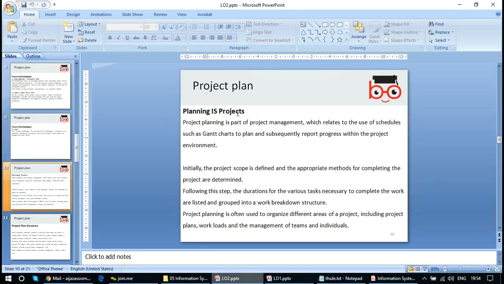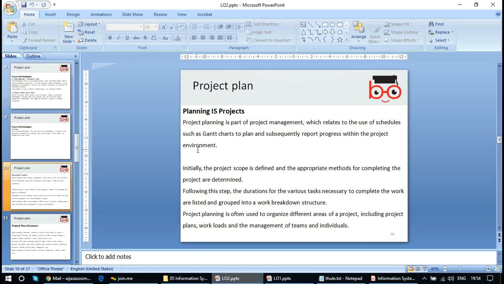Then planning an information system project is basically project management, which relates to the use of schedules such as Gantt charts to plan and subsequently report progress within the project environment. So obviously the plan starts from the project management, that is how you manage, which is basically based on the schedules.